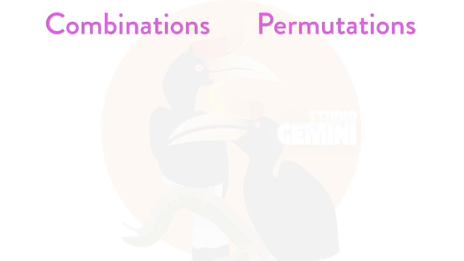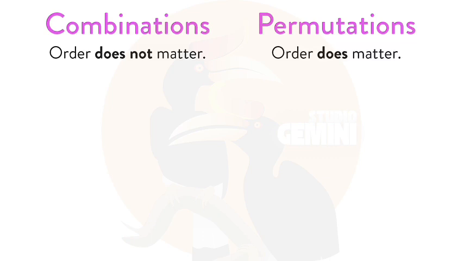Both are ways of counting up how many ways you can choose objects from a set of options. With combinations, the order of your choices doesn't matter, but with permutations, the order does matter.